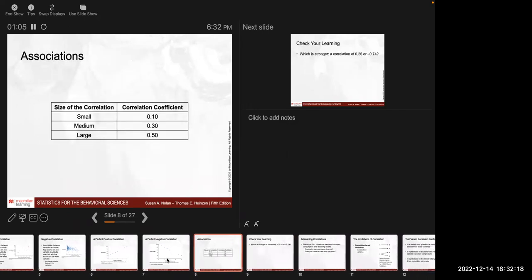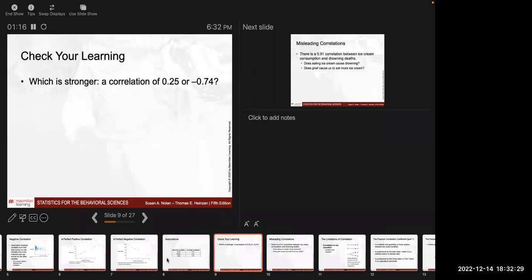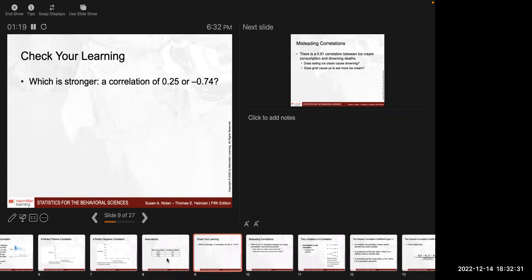Correlations are quantified in the correlation coefficient that can be categorized into small, medium, large correlations with the thresholds of 0.1, 0.3, and 0.5. Don't be misled by the sign. It's the absolute value that determines the strength of a correlation. So that's one of the trick questions you will find quite abundantly in the quizzes.